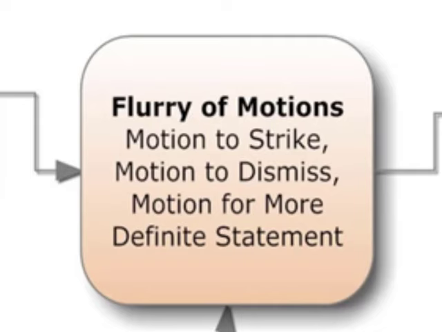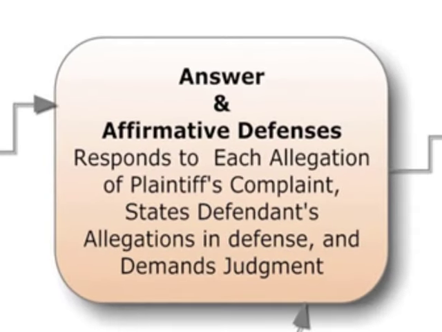If the flurry of motions fails, then the defendant must file an answer. And if he files an answer, he should also always file as many affirmative defenses as he has. And again, all of this is explained fully with examples and forms in the complete course. The answer responds to each allegation of the plaintiff's complaint and then states the defendant's allegations of fact and law in defense. And then the defendant demands judgment in his favor.